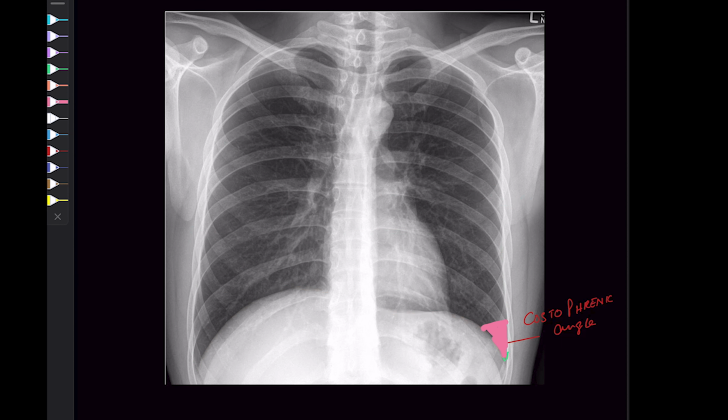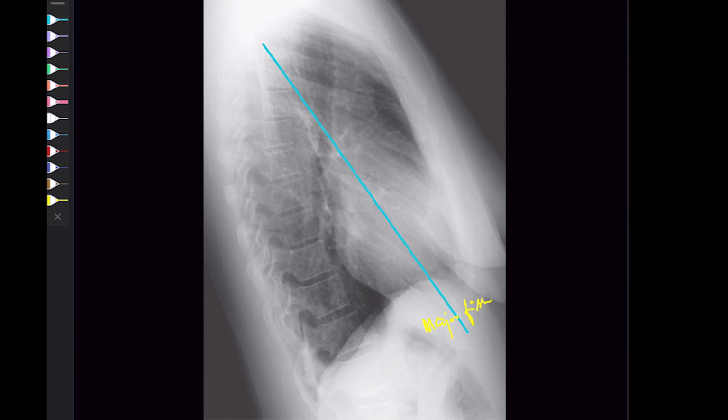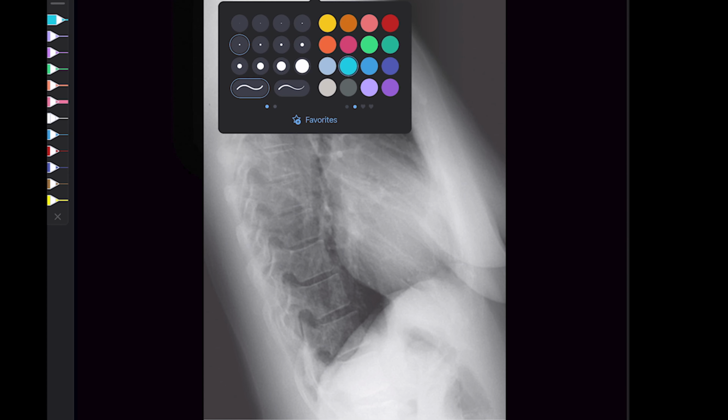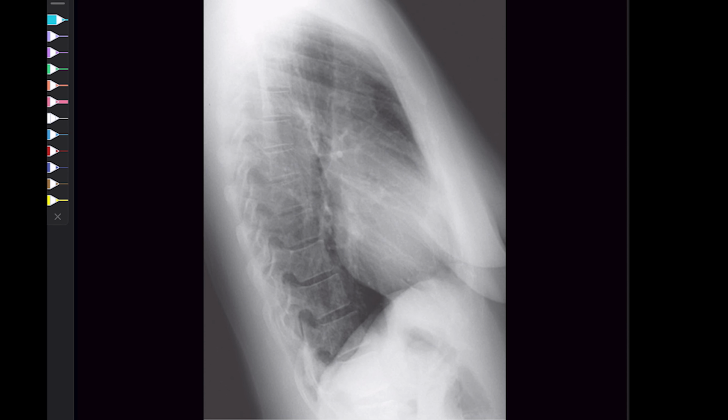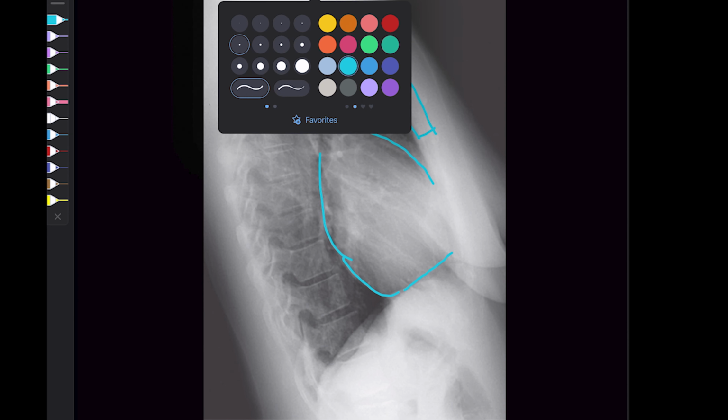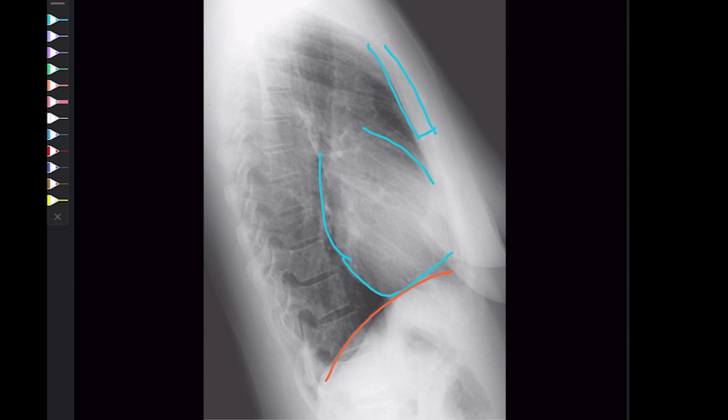Now, let's proceed to this lateral view. And what we look at in this lateral view, first of all, let's have the clear-cut orientation. So what we are looking at now is the sternum, which is in front. This is where my heart shadow is. This is my diaphragm.